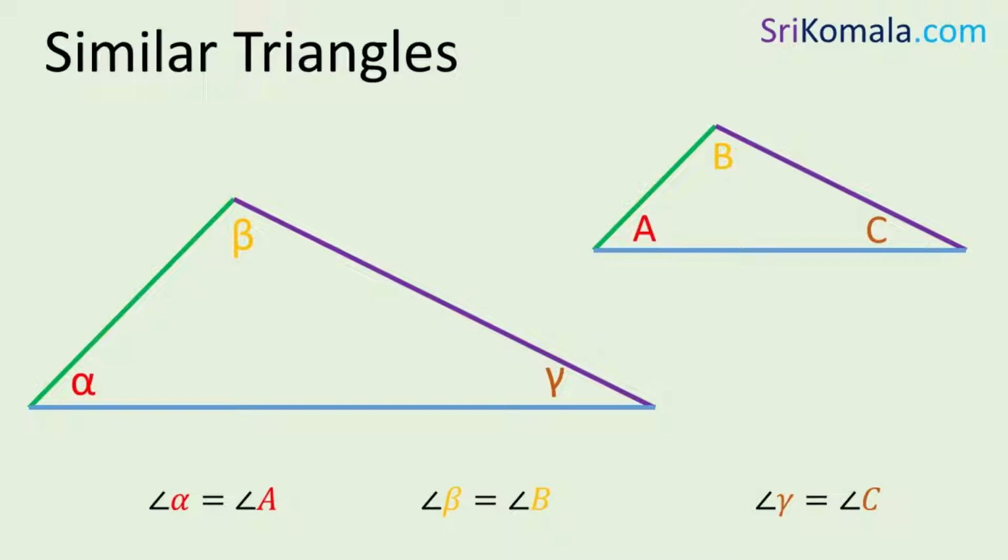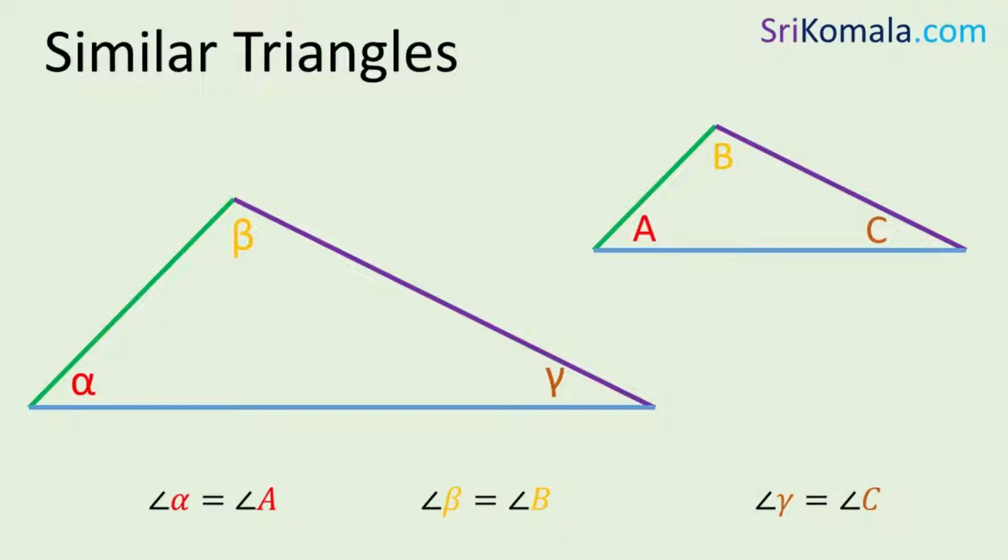Two triangles are similar triangles if all the corresponding angles are respectively equal. As you can see from this picture, the triangle on the left is similar to the triangle on the right. Even though the two triangles have different sizes, all the corresponding angles are respectively equal. The bigger triangle is constructed from angles alpha, beta, and gamma. The smaller triangle is constructed from angle A, angle B, and angle C.